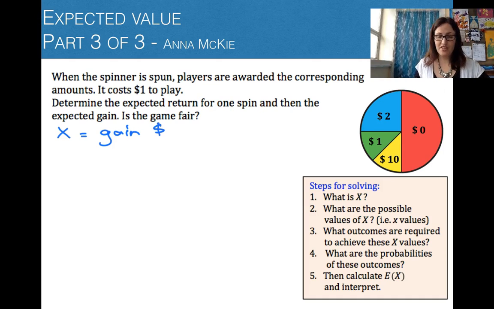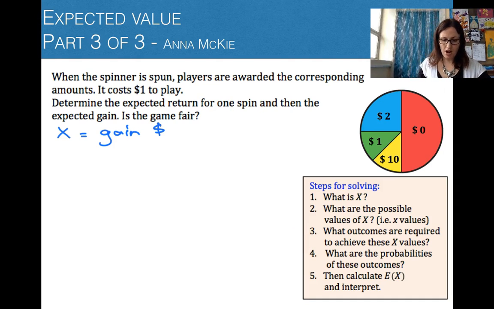Now, so these are our steps for solving. What is X? Step 2 and 3 are similar. What are the possible values of X? So how much could we gain each time? 2, 1, 10 or 0. And then what outcomes are required to get those X values? So what do we need to get the $2? Well, we need to land on blue.